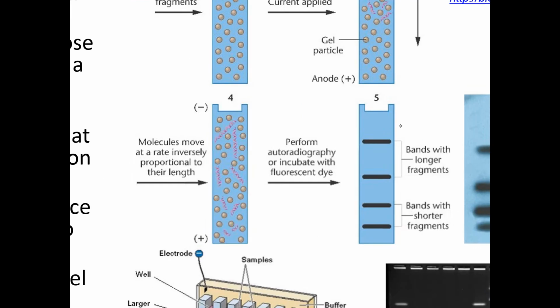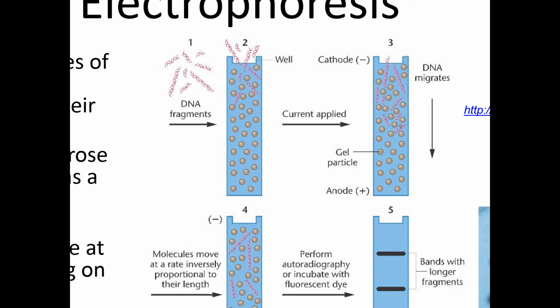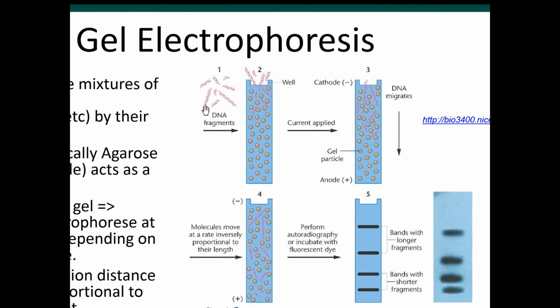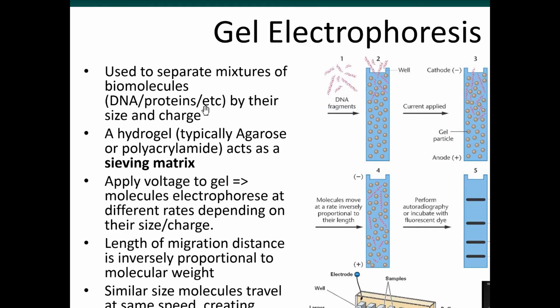So let's see. This is what the diagram is showing. There's a well here. This is where the sample is placed. So this liquid sample can be placed right in this region. This blue region represents a hydrogel. Now the hydrogel could be made up of agarose, which is derived from seaweed, or it could be something called polyacrylamide, which is used for protein separations. In both cases, the material acts as a sieving matrix.